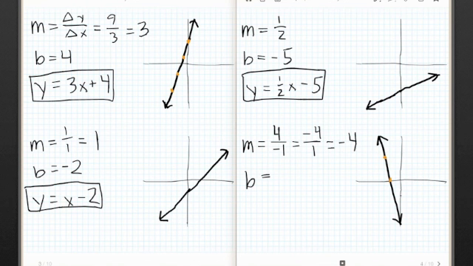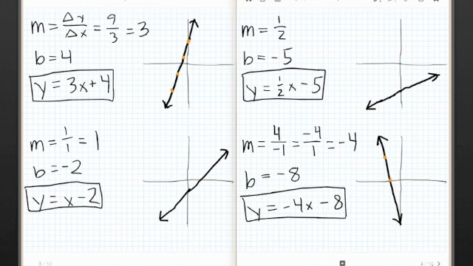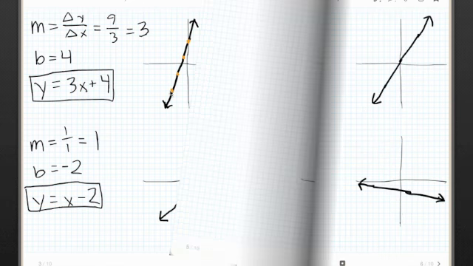Y-intercept, let's see, let's just count down here. It's going to be right at that point there. That's -8. So y equals negative 4x minus 8. Okay, lots more graphs. Here we go.